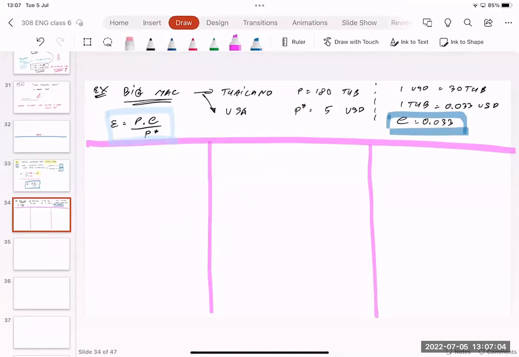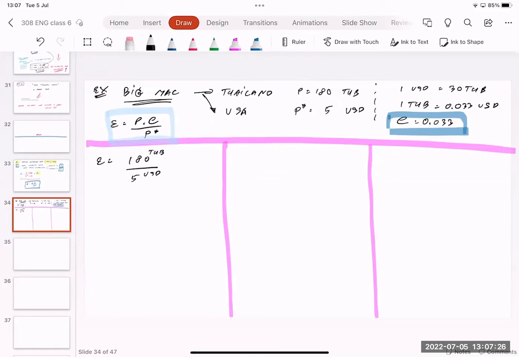Okay, let me show you 3 cases. Case number 1: I use the price of Big Mac in Thailand, which is 180. I put it into the formula. What I get is the price of Big Mac in Thailand is 180 baht. The Big Mac in USA is like $5 US.